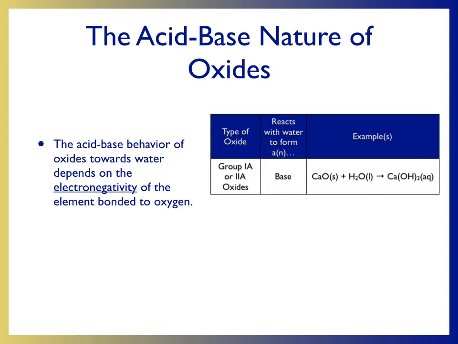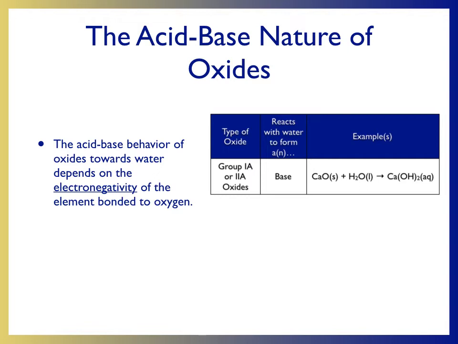Basic oxides include group 1A and 2A oxides. Group 1A being the alkali metals, and group 2A being the alkaline earth metals. When group 1A and 2A oxides react with water, they form basic solutions. An example is the reaction between calcium oxide and water, which forms calcium hydroxide, which is moderately soluble in water.